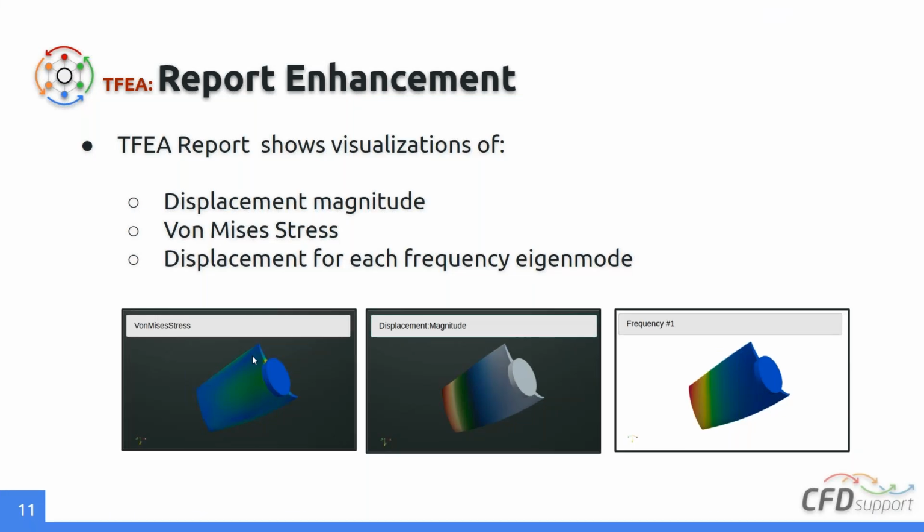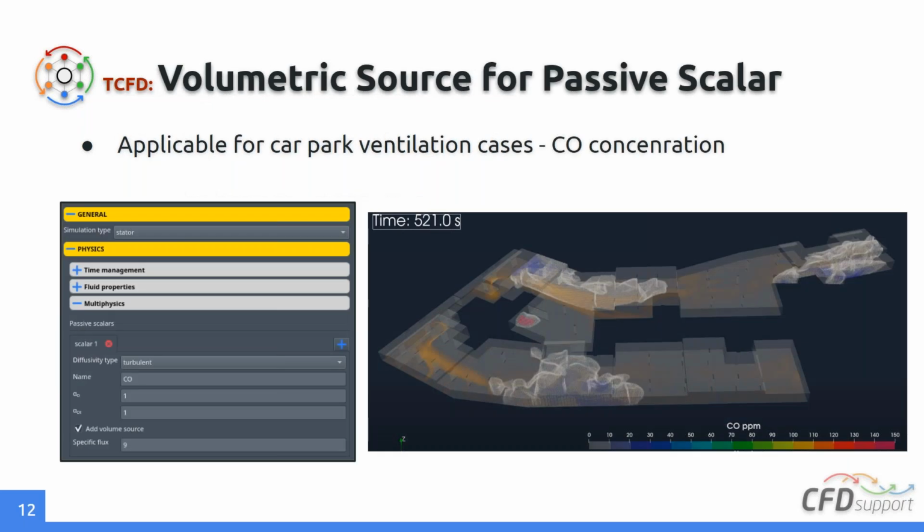What you can find in the new version and in the report of TFEA. Another feature is that we added the volumetric source for passive scalar. So there is a volumetric source which you can add to the passive scalar, and typically if you would like to, for the application of car park ventilation, usually you have some reports or some limits on the CO2 concentration at each level above the floor, for example, and you know about the source from how many cars go there per hour and so on.